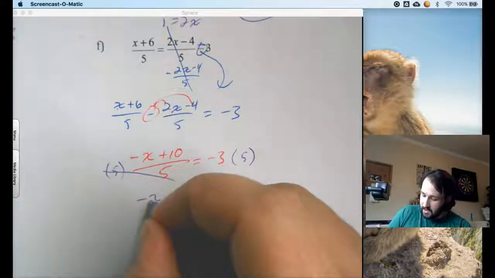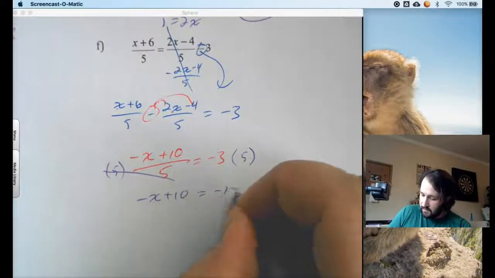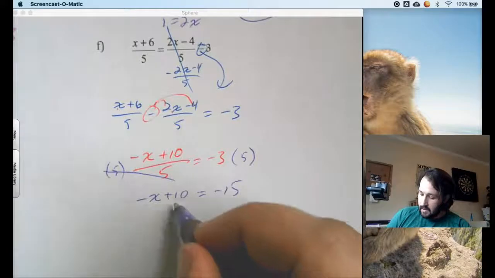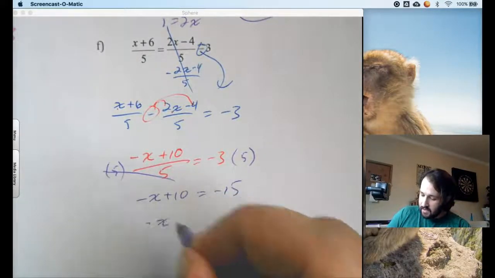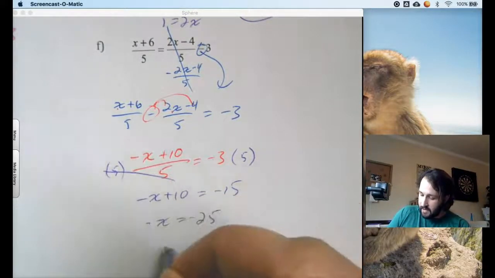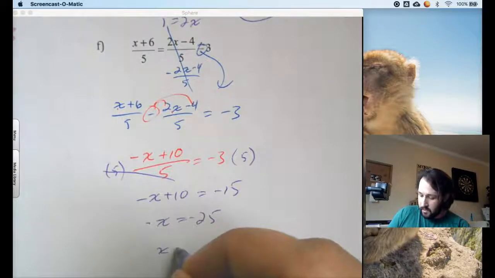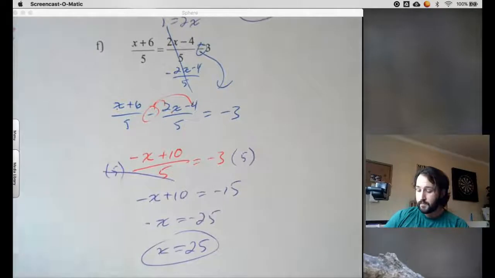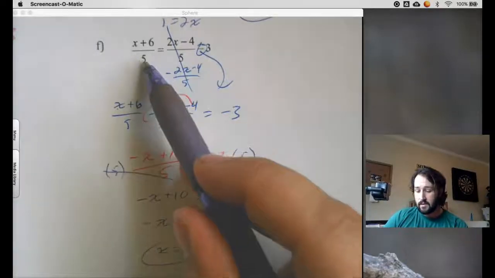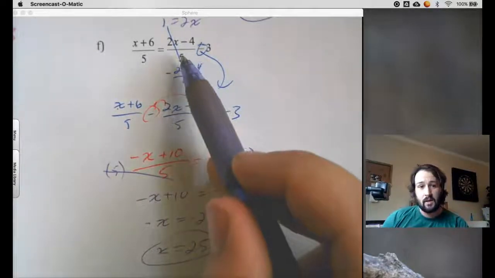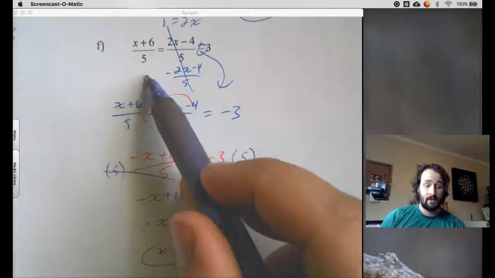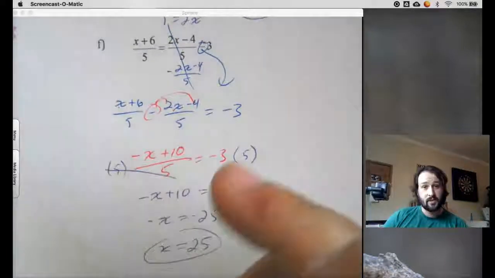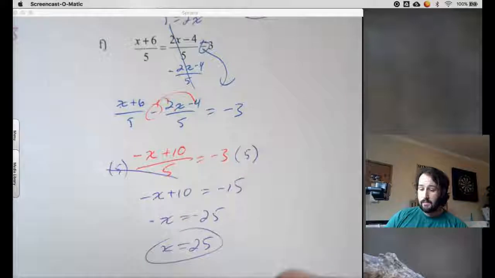So I have negative x plus 10 equals negative 15. I would subtract the 10, so negative x equals negative 25. Divide by negative 1 or multiply by negative 1, makes no difference. So x equals positive 25. Looking at our beginning, there's no x value it couldn't have been because I don't have any x's in the denominators. But make sure you check for that because there could be no solution.